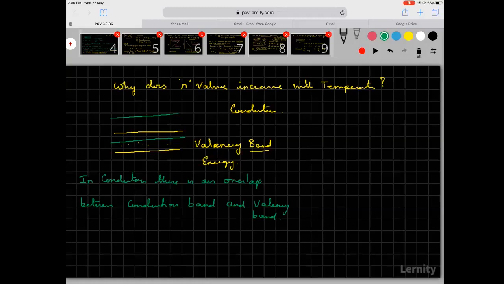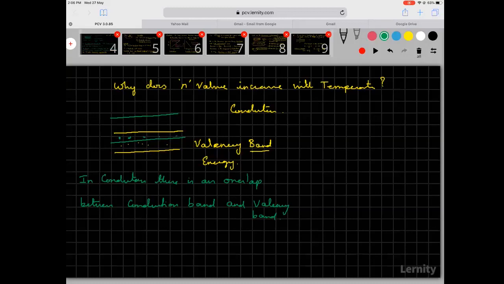So that is why the energy gap between them is low. That is why there are electrons already present in the conduction band. So if you increase temperature, there is not going to be much change.